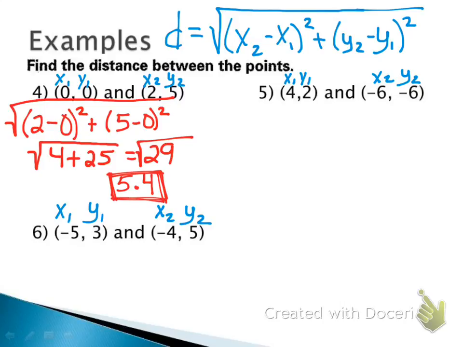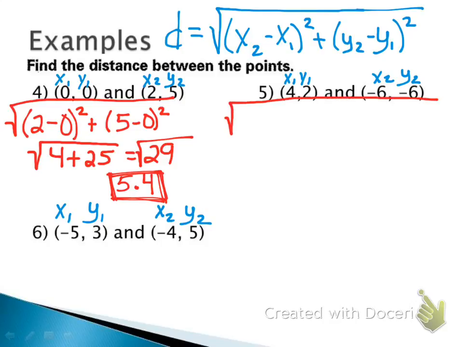Now, I don't spend a lot of time talking about rounding because I'm assuming that's a skill you're very familiar with. If you need a little rounding lesson, you just let me know. Any questions on number 4? All right, we'll just keep on moving.